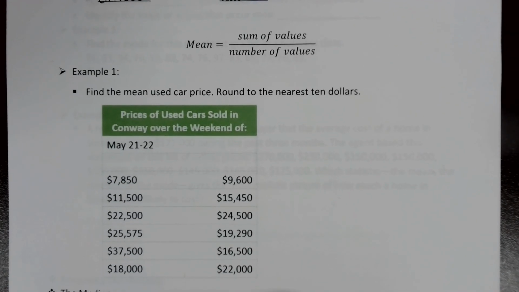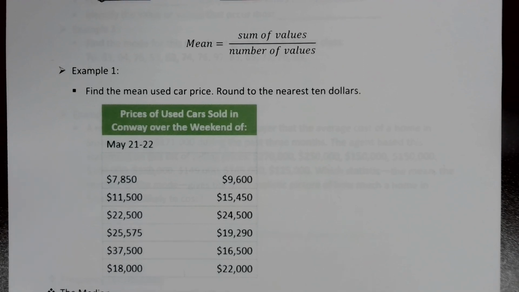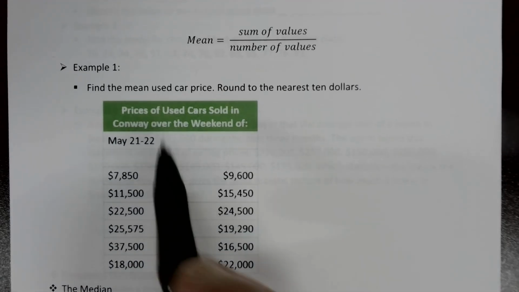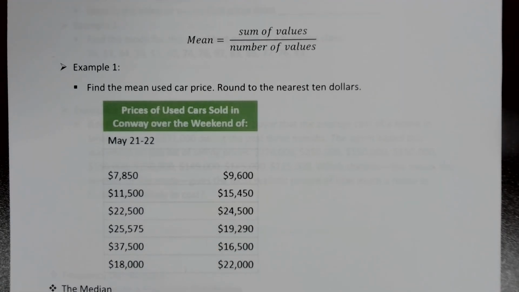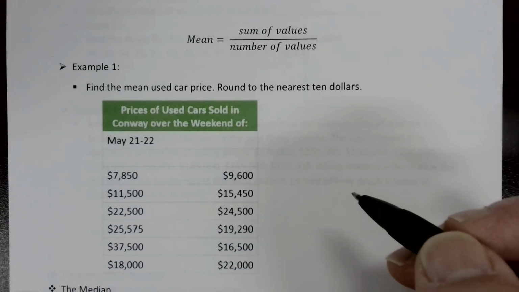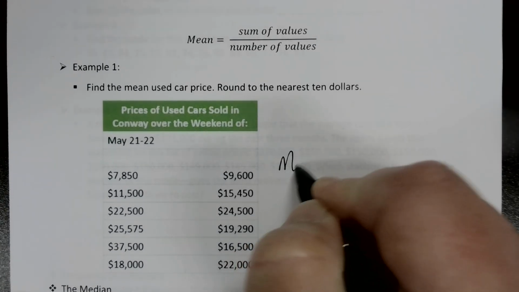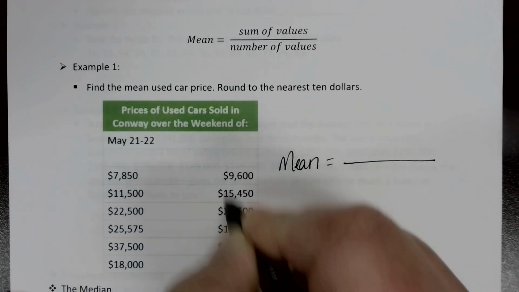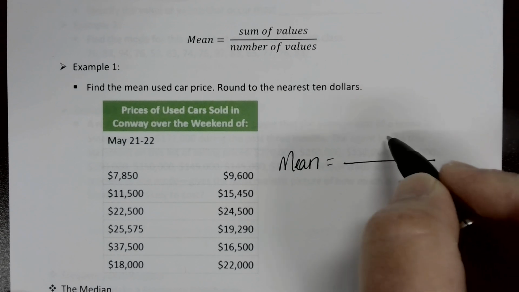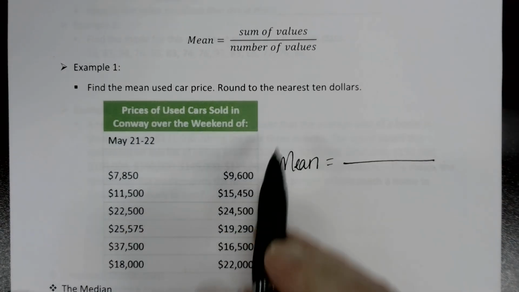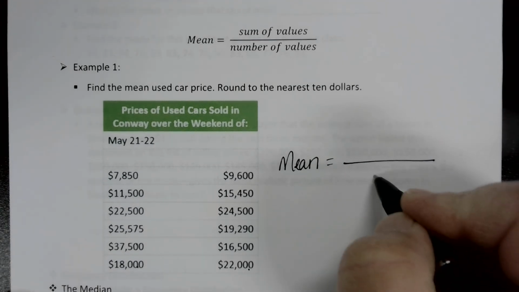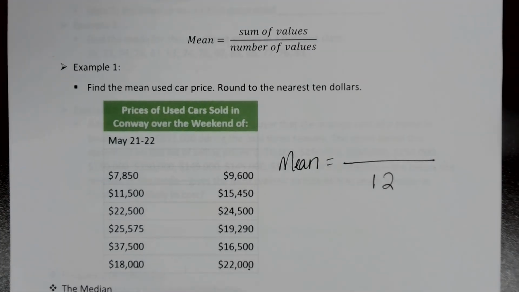We're going to find the mean used car price and round to the nearest $10. So these are the car prices of used cars sold in Conway over the weekend. I want you to pause this video and try this because it's not hard. Add them all up. Put that number here. And then divide by how many of them are there? 1, 2, 3, 4, 5, 6 times 2. So you divide by 12 because that's the number of values.